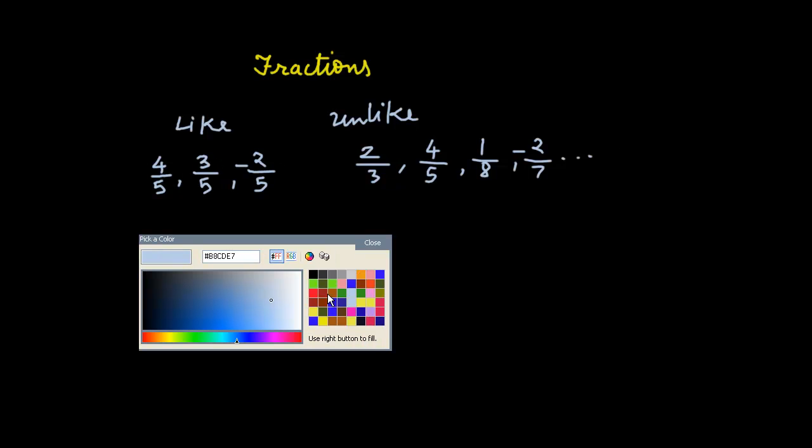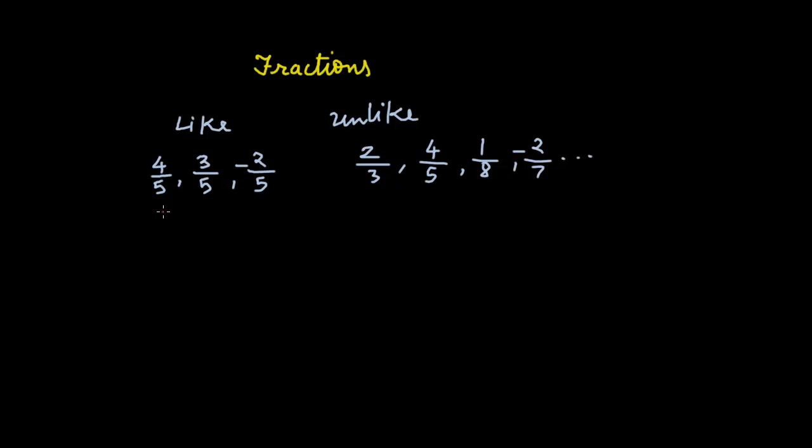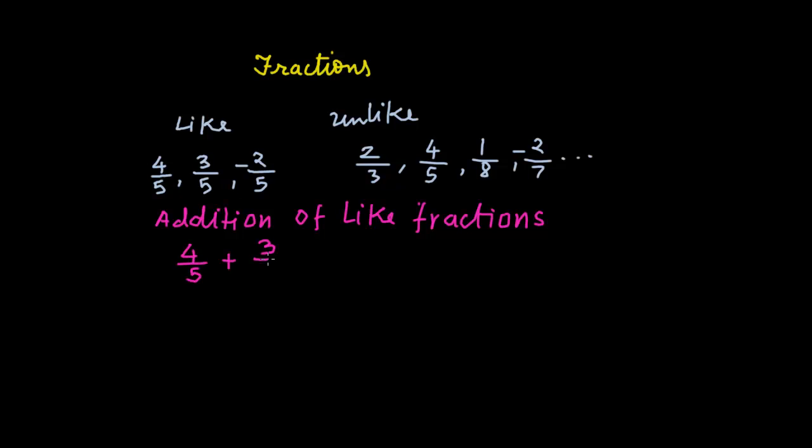Now, addition of like fractions. In addition of like fractions, as the denominators are same, we have to just add the numerators. For example, 4 over 5 plus 3 over 5. Now here both the denominators are same, so add the numerators keeping the denominator same. So 4 plus 3 is 7, 7 over 5 is the answer.